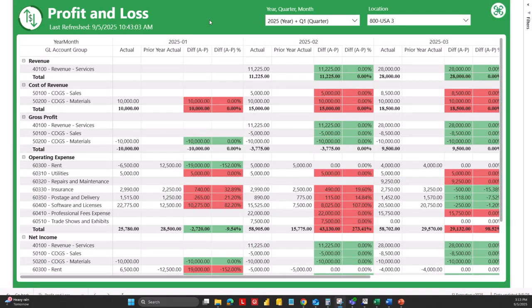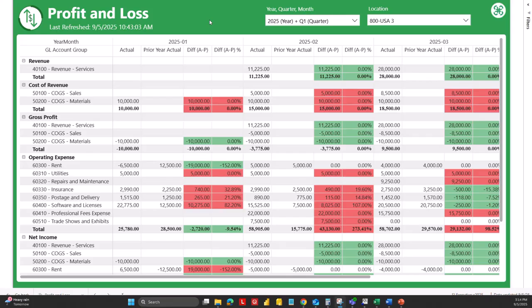So we're now looking at the second report or dashboard in the executive report pack. In this case, we're looking at the profit and loss report, which provides a structured month by month breakdown of your organization's financial performance, focusing on revenues, cost of revenue, gross profit, operating expenses, and resulting net income in both absolute values and percentages.